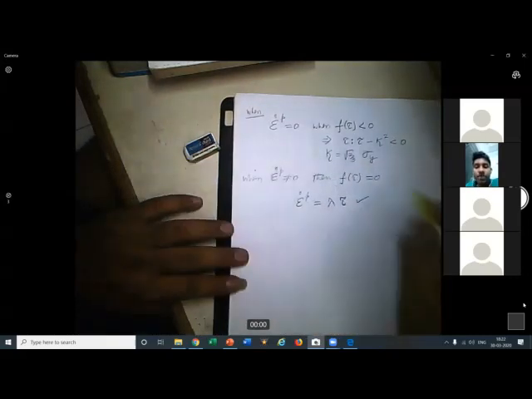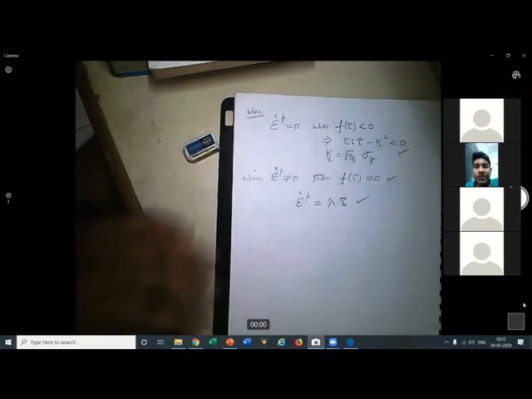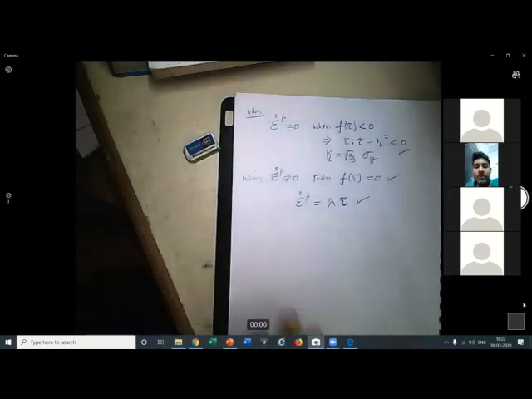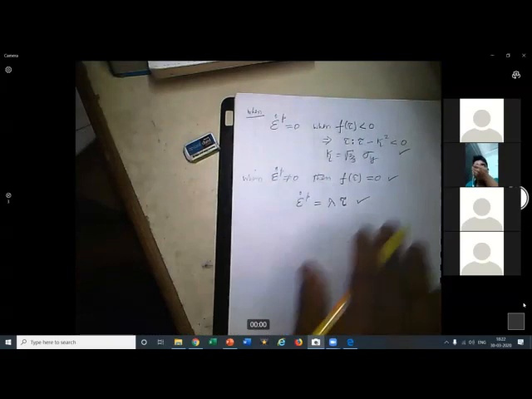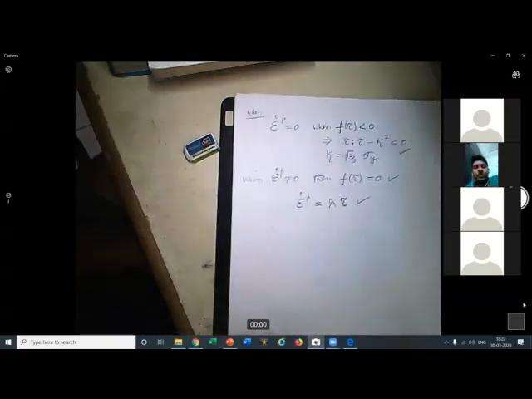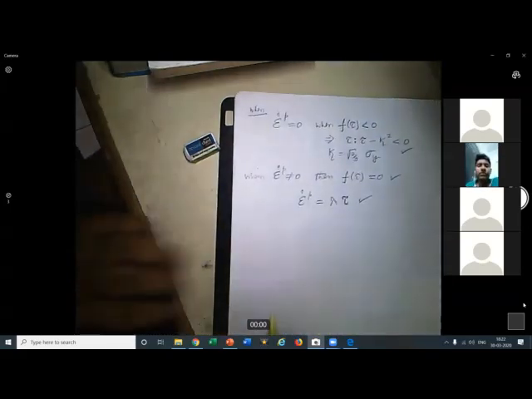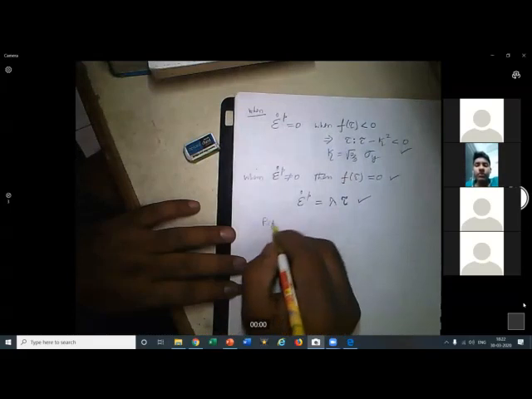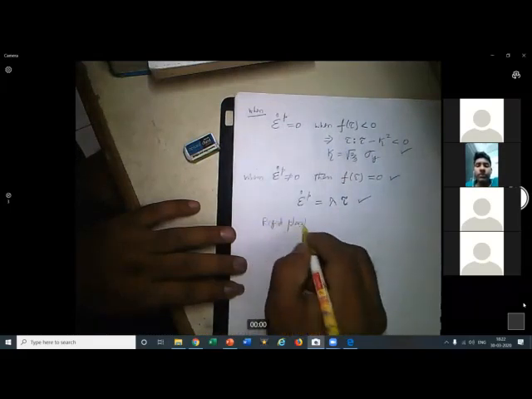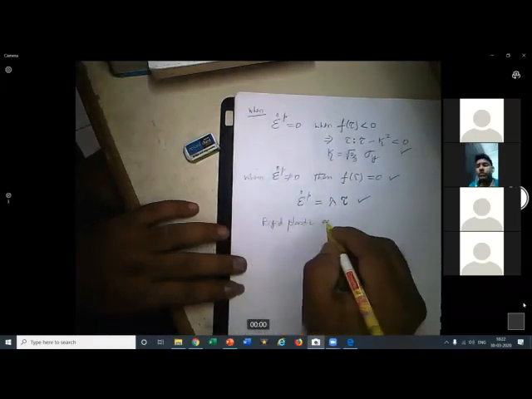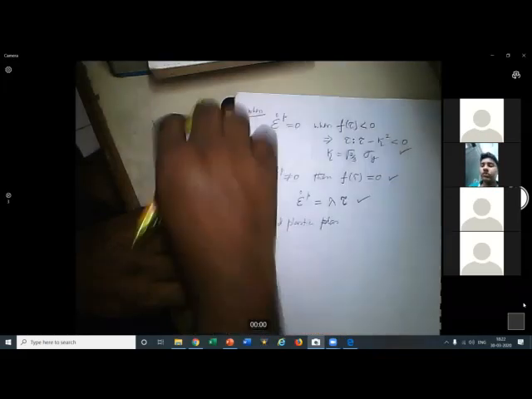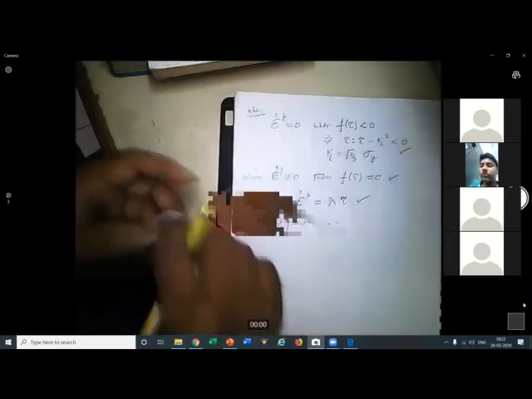So this holds good. This I have done. This I have done. In essence, I have all these available for me to write the rigid plastic constitutive equation.